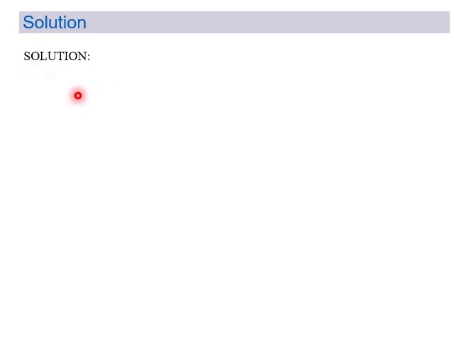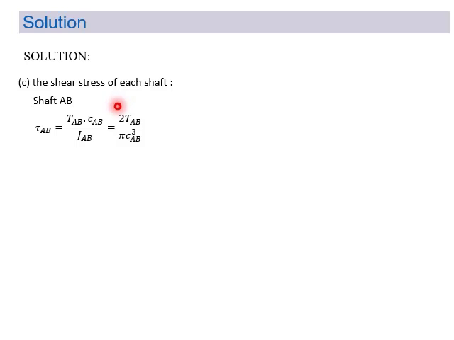Okay, next is to determine the shear stress value of each shaft. First, we begin with shaft AB. This is the formula to determine the shear stress value: tau is equal to TC over J. T is the applied torque to the corresponding shaft, C is the radius, and J_AB is the polar moment of inertia. This equation can be simplified into this kind of equation.